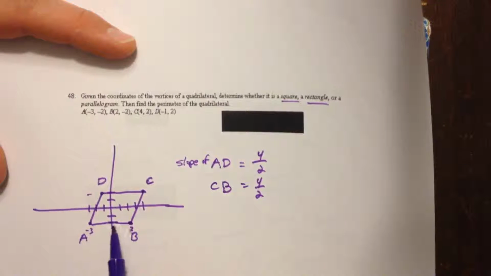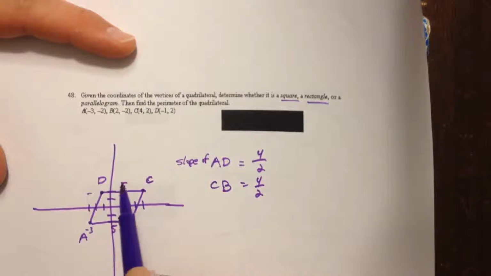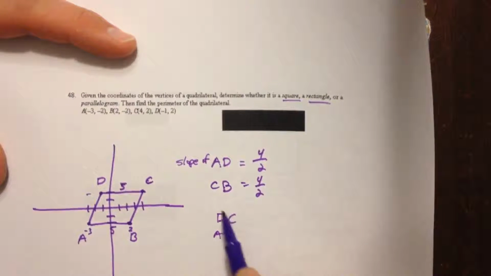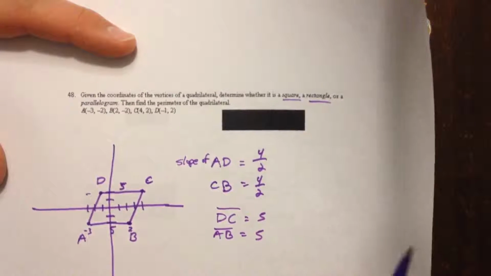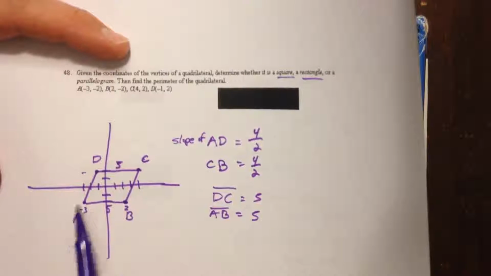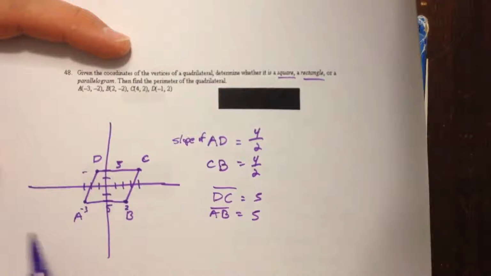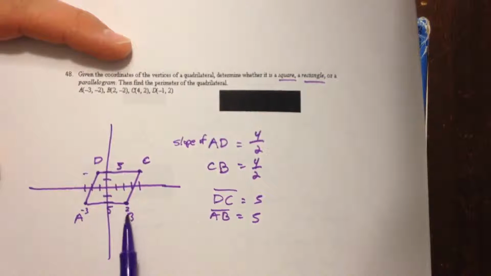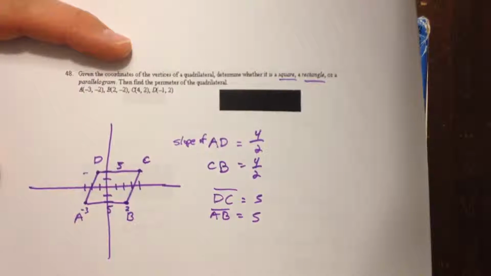So if you think about that, that's 5. That distance, so DC and AB, their distance is 5. So starting out, we have a perimeter of 10. Now we just got to find the distance from A to D, which is going to be the same as the distance from B to C, if you think about it.